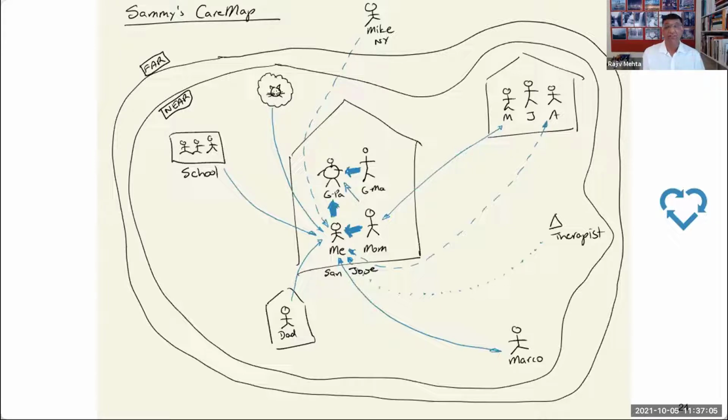Anyway, just so you know, I know a whole lot of second graders, so 8-year-olds, who have drawn their care maps because this amazing second grade teacher in LA decided to teach all of her kids how to do it through COVID. And with the point being that you can do this too.